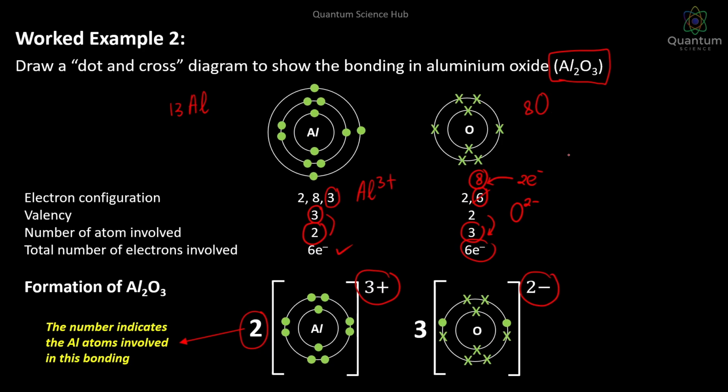If you want a clearer structure, here is how the transfer works for 2 aluminums with 3 oxygens. So that is how it looks. Aluminum has 3 valence electrons, right?